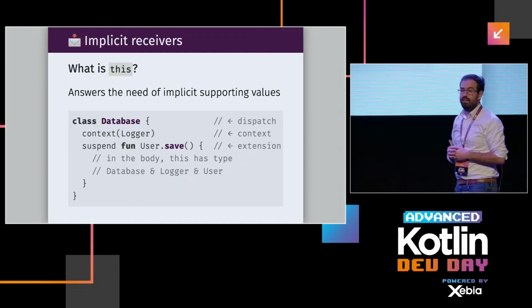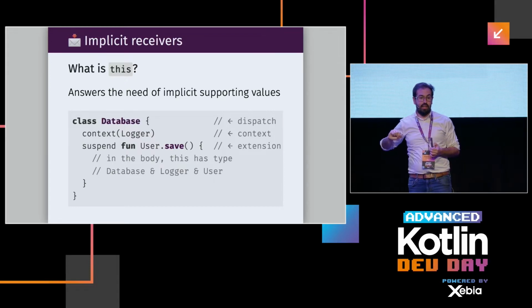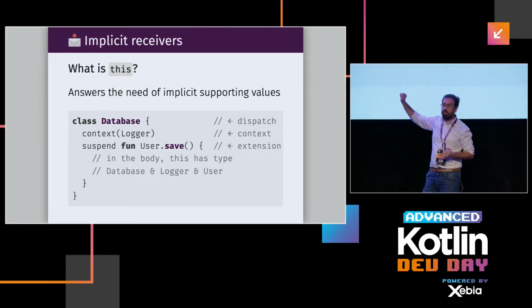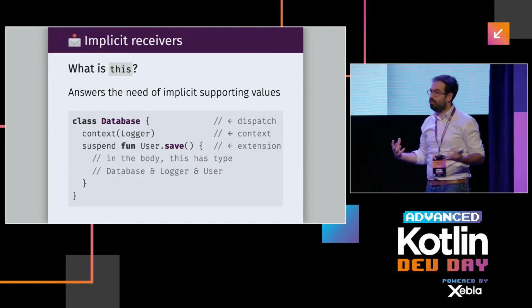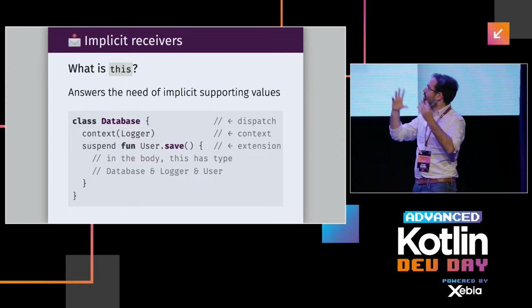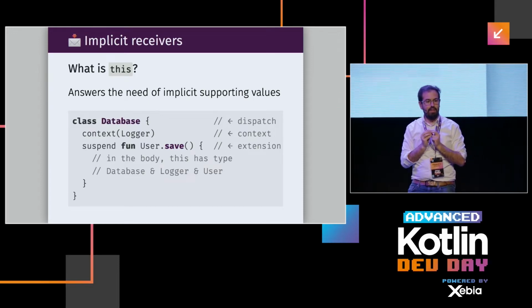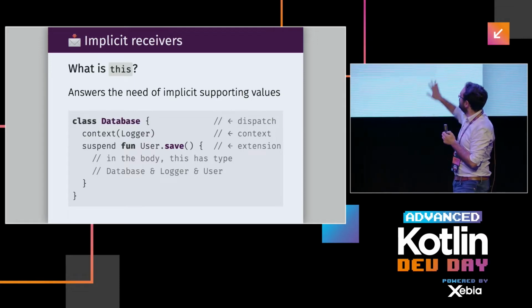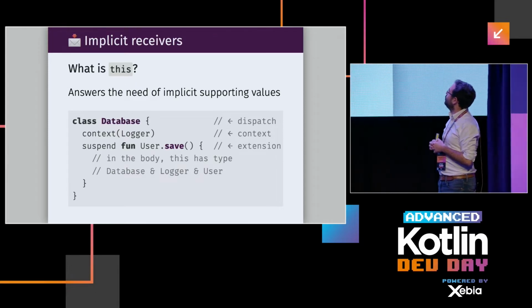So imagine we have this function. We are defining it inside a database class. It has a context, and we have this function, which is an extension on user, but also has a logger in the context. So that means that in order to use this function, we need to be in the context of a database, and have a logger in the context, and then we have to call save on a user. So we need all of these things to be present. So this corresponds to the 3 different kinds of receiver. That's how they call it in the Kotlin documentation.